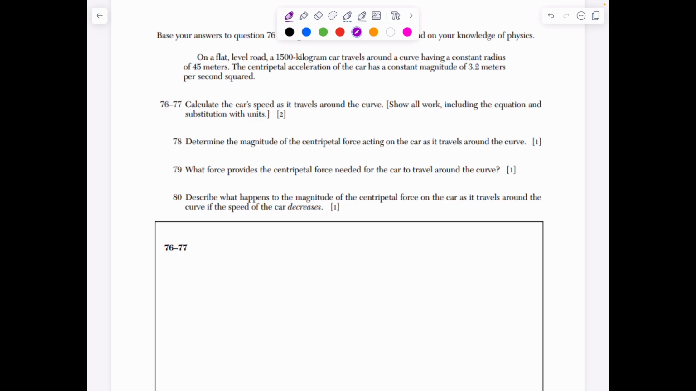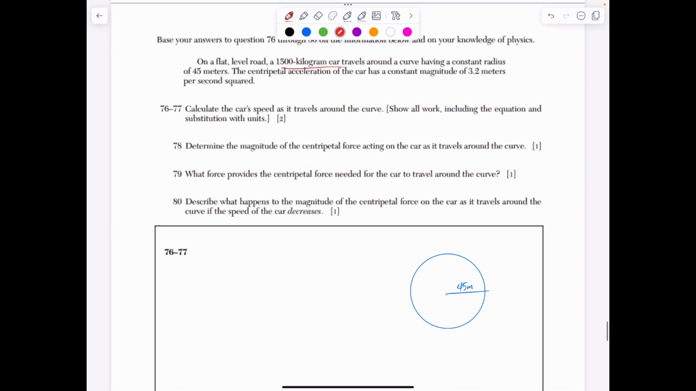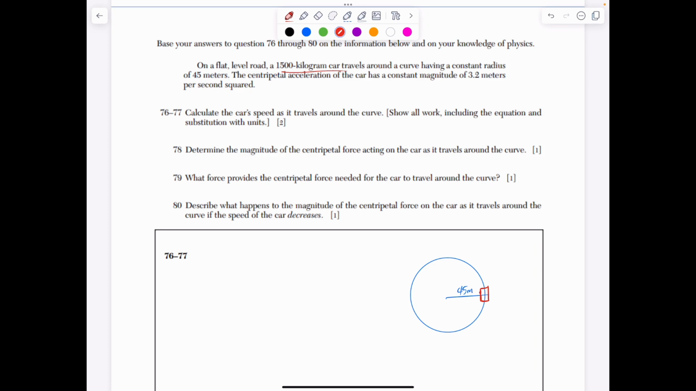So I'm going to think about my car traveling in a circle. So let's put a circle down. And we know the radius is 45 meters. We've got our car, 1,500 kilograms. Here's our car. Put on little tires. This is an overhead view. Okay. And now they tell us the centripetal acceleration. Centripetal acceleration we know is pointed towards the center of the circle, AC. And now they're asking us for the speed.